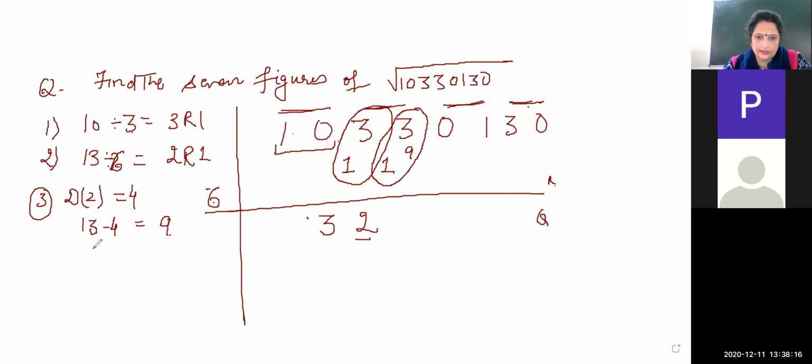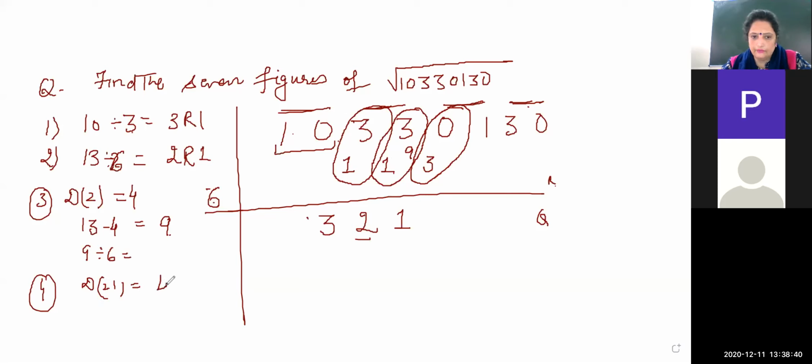Now the next step in this category is you will divide 9 by 6. So 6 ones are 6 and the remainder is 3, right? Now the next number in the category is 30. So what to do with 30? You will find the duplex of 21. That comes out to be 2 2s are 4. Then 4 will be subtracted from 30 and you will get 26. Right? Now the number in the category is 26.